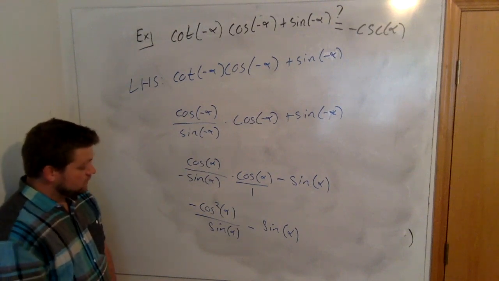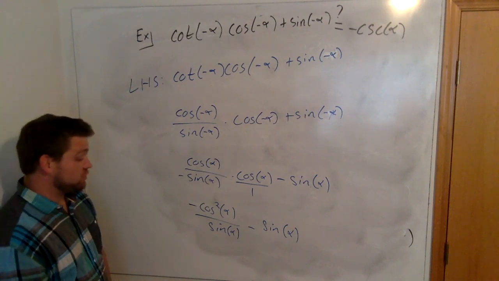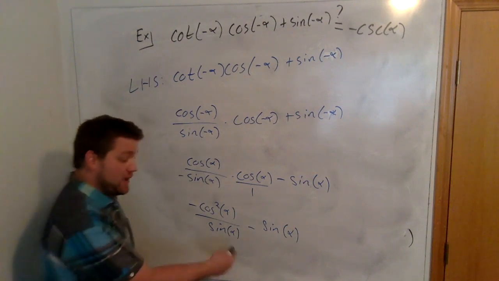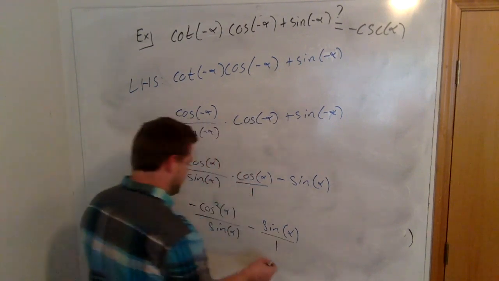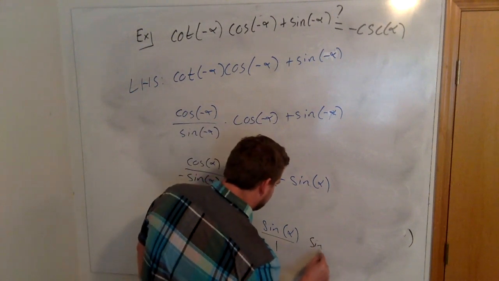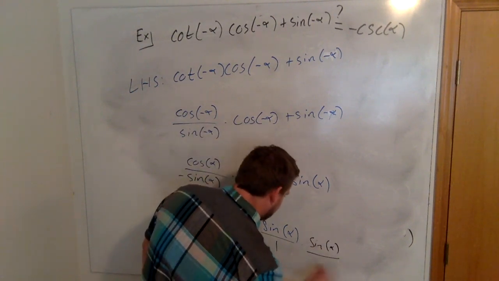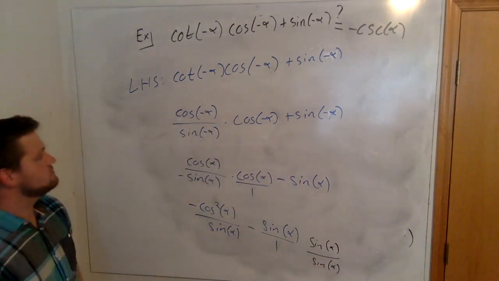Okay? Where to go from here? Well, the only thing I could see that's screaming for us to try and do here is to add these fractions. So let's put this over 1. We need to find a common denominator. The common denominator will be sine. So we'll put a sine of alpha over a sine of alpha. Okay, let's see where this leads us.